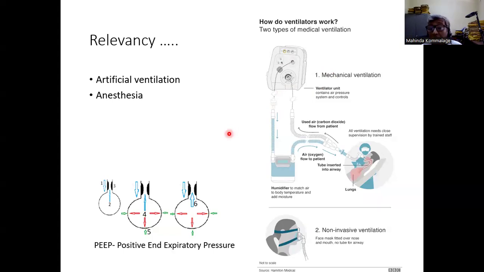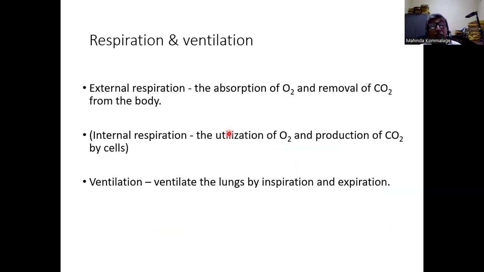Artificial ventilation is used during anesthesia or surgery, and some patients may be on a ventilator for days, months, or years. You know that well-known case of Jackson Anthony. He was connected to a ventilator for years. So we will learn about these ventilator mechanisms in this lecture, and of course that is the relevance of this lecture for your clinical practice.